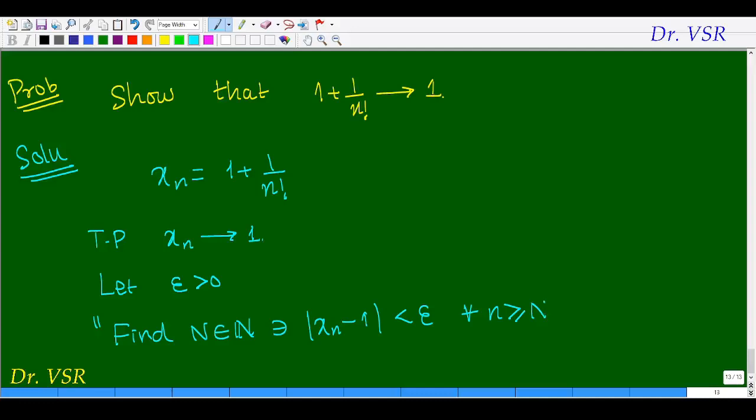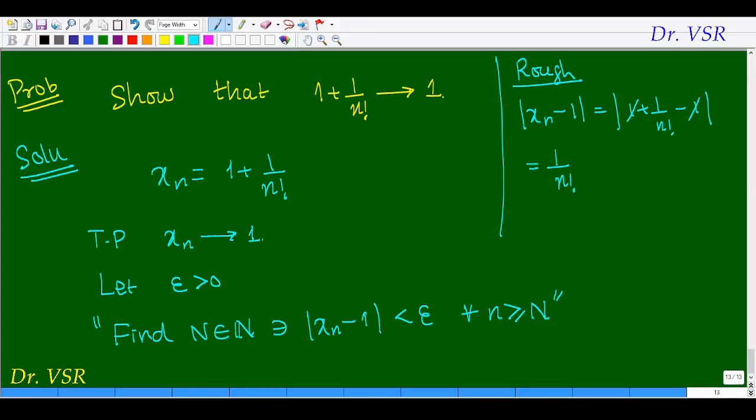This is what we have to find. So now, as rough calculation, modulus of xn minus 1. What is xn? It is 1 plus 1 by n factorial minus 1. So what will we get? The 1s cancel. So we will have this equal to 1 by n factorial. Now 1 by n factorial is always less than 1 by n. Correct? Because this is always true.